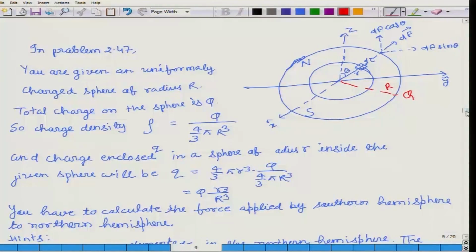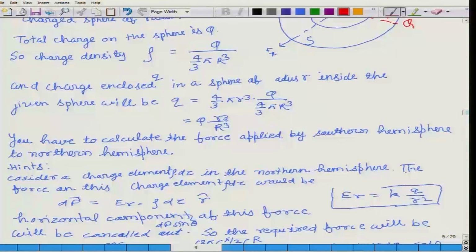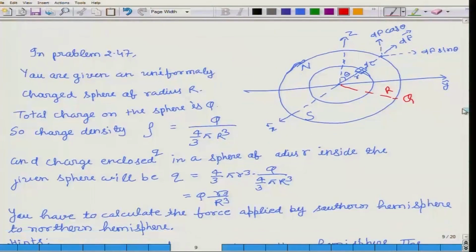So, the charge element will be rho d tau. If we calculate the force on this charge element, rho d tau, that force I have represented by dF cap. So, dF cap will be along the r cap direction. Now, see by this spherical symmetry, the horizontal component of this force, which we call dF sin theta, will be cancelled out as you move in the phi direction, and the vertical components will be added.